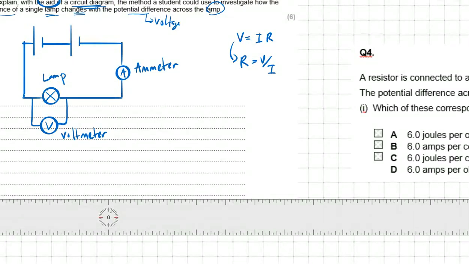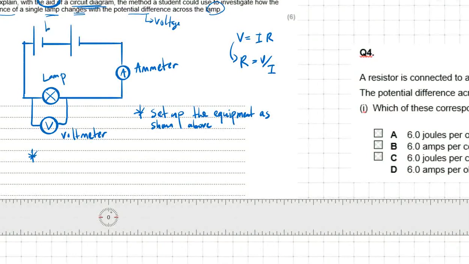First of all, step number 1, bullet points. Set up the equipment as shown above. Okay, that's it. Just by looking at it, we say set it up. Once we set it up, let's take a look. What else can we say in this case?